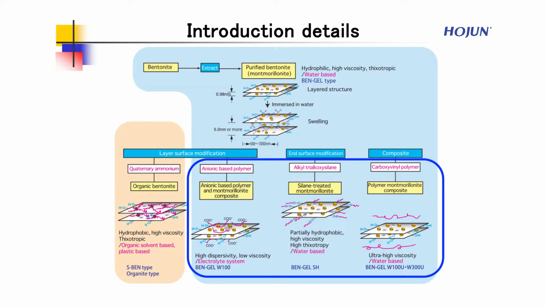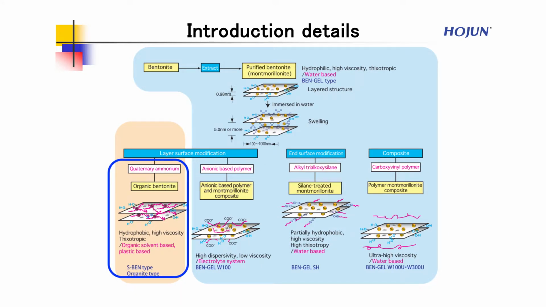Organic modified bentonite for water systems includes Ben-Gel W100, Ben-Gel SH, Ben-Gel W100U, W300U. We also offer the S-Ben Orgonite series for organic solvents.